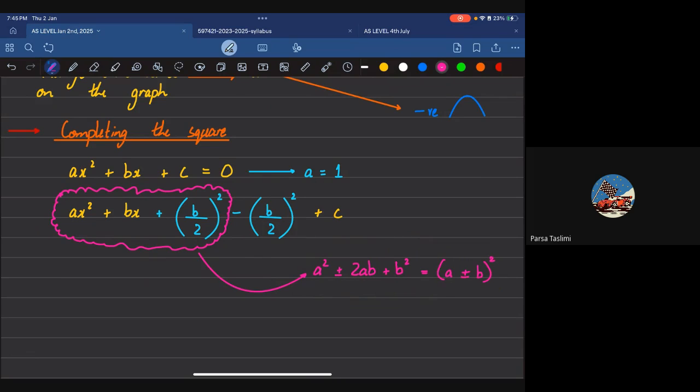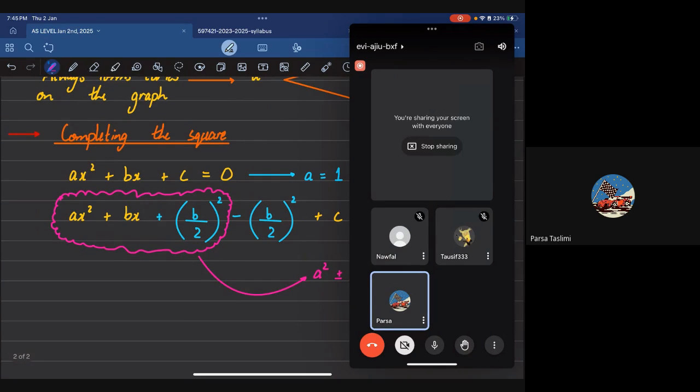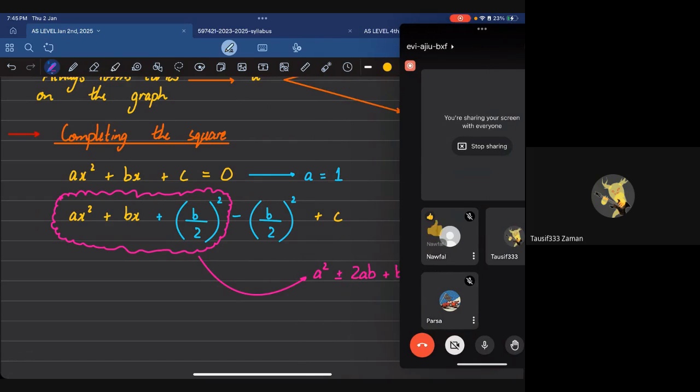All right, any questions regarding this, Noshin, Parsa, and Nofal? Yes, No, Parsa, sir. What about you, Noshin? Any questions? No. And Nofal? All right.